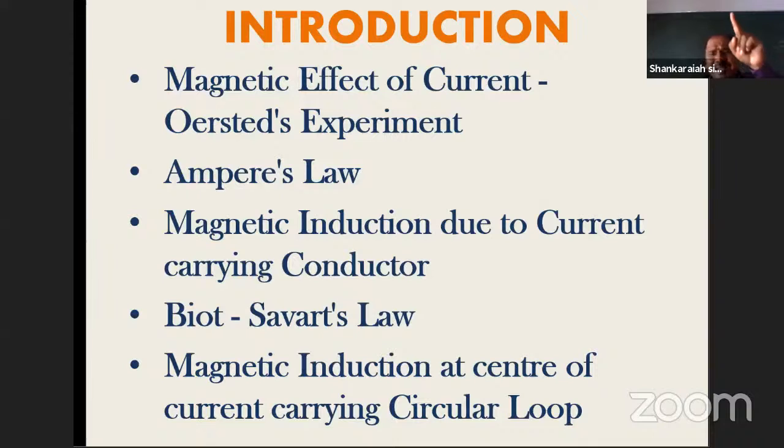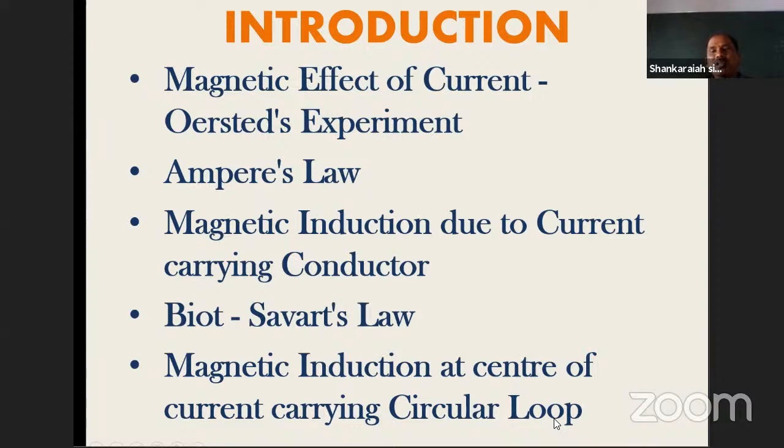But this current carrying curved wire has n number of elements. We calculate the total magnetic induction at point P using integration. Integration dB is equal to integration mu naught I divided by 4 pi dl bar cross r bar divided by r cube. This is the vector form. Biot-Savart law is over. Next we go to magnetic induction at the center of current carrying circular loop.